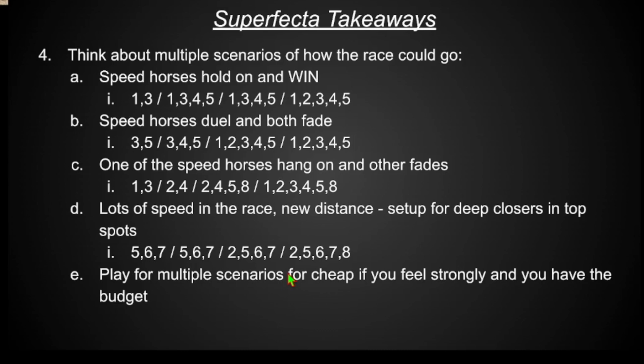Look at the races and see how you see the scenario playing out and bet accordingly. You can play multiple superfectas in the same race, all these scenarios, in case the speed horses hold on and win, or maybe the speed horses duel, get tired, and some closers come up. It may cost you up to 10, 20 bucks, but if that's how much you're putting on a win bet anyways, mix it up a little bit and see if you can make something work for you.